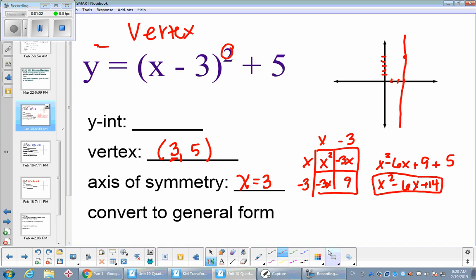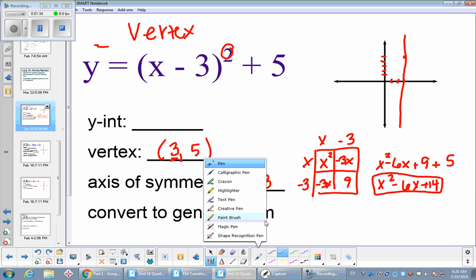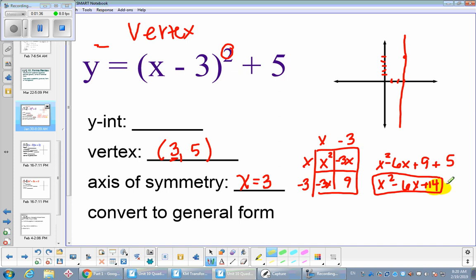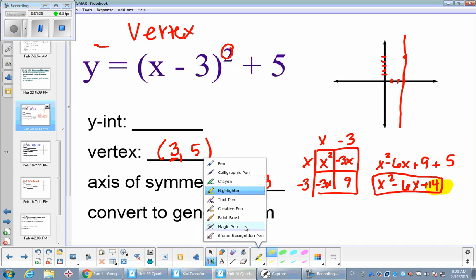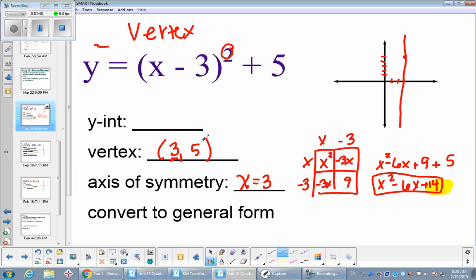And what that tells us now is that the y-intercept is right here at 14. So for our y-intercept, you can either write 14 or it's 0, 14. And then I can go to my graph and draw it in. I'm going to put it way up there at 14. And there's always a matching point over here. So when I'm sketching it, I can just make it look like that.